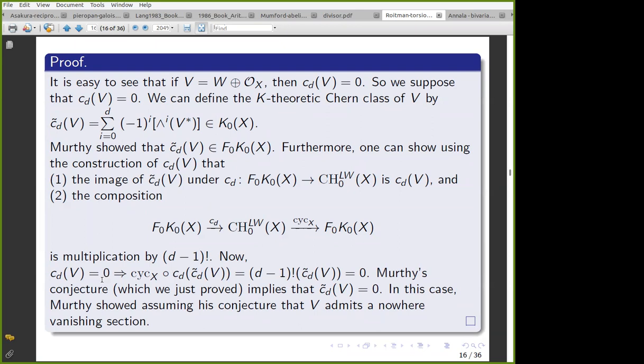And once you know that, then it's very easy to see that if the top Chern class vanishes, this composition is 0, but this composition is (d-1) factorial. But then we know that this group is torsion free. That's Murthy's theorem, Murthy's conjecture, which we just proved. So that means that this K-theoretic Chern class must vanish. And then Murthy already proved, assuming his conjecture, that if the K-theoretic Chern class vanishes, then we must admit a nowhere vanishing section. But now we know his conjecture is true. So this proves this splitting problem.